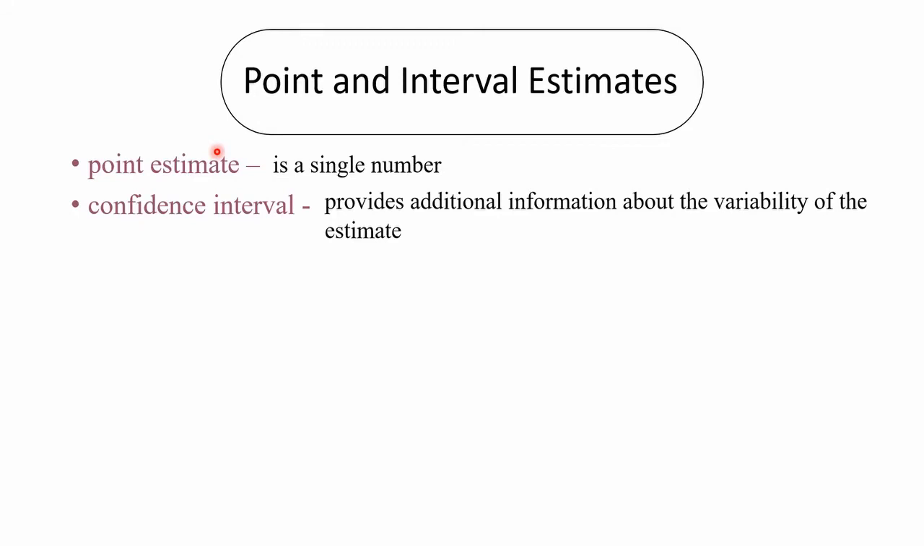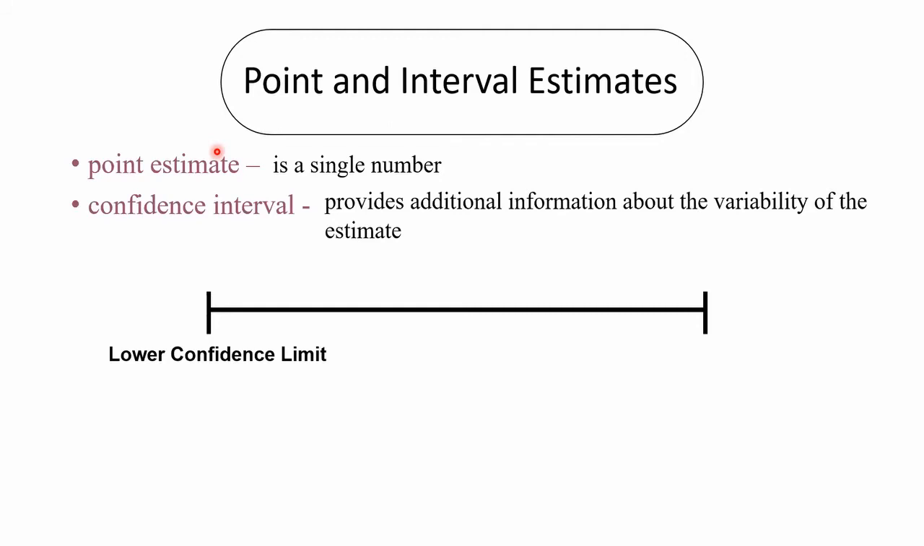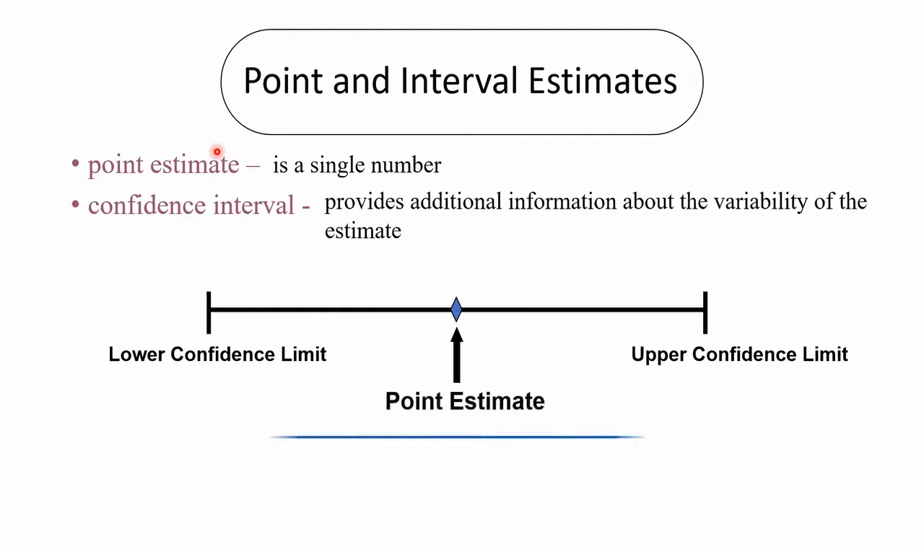So let's have a look at what this looks like visually. So here you have your lower confidence limit, upper confidence limit, and here you have your point estimate, and this here is the width of the confidence interval. So this could be your point estimate and this is your confidence interval. So you see your confidence interval or your interval estimate gives you a range of numbers, whereas your point estimate is only a single number.